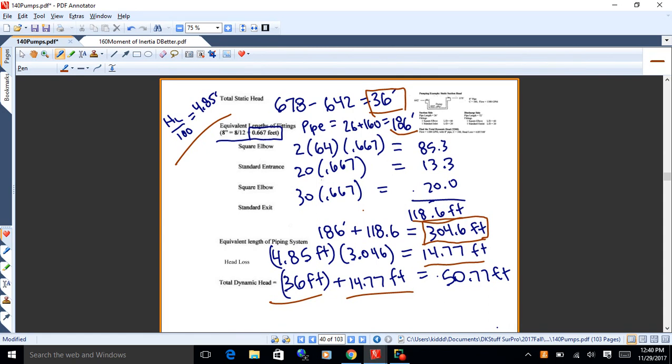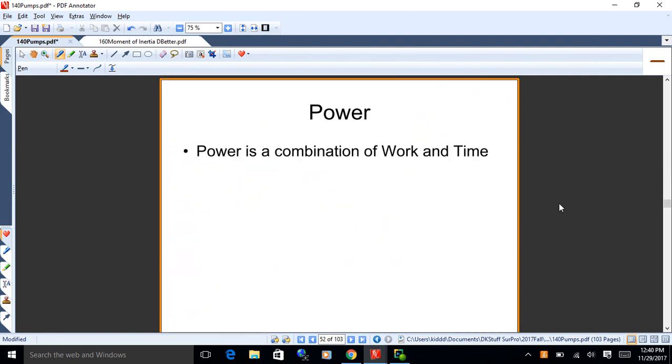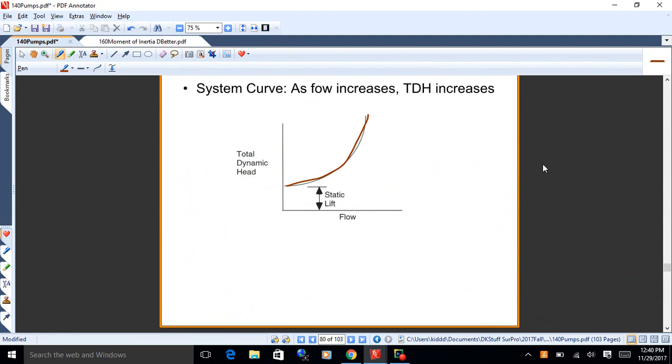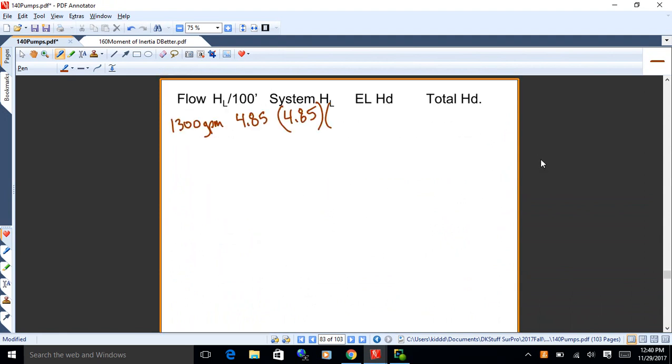All right, so the equivalent length of that piping system was 304.6. So what we have there for the fittings and the pipe itself is 304.6. So what we'll do is we'll take our head loss per 100 times 3.046. 304.6 feet is 3.046 100-foot lengths of pipe. So what we're doing there is finding the head loss. So we got 4.85 times 3.046. That's 14.8, let's say.